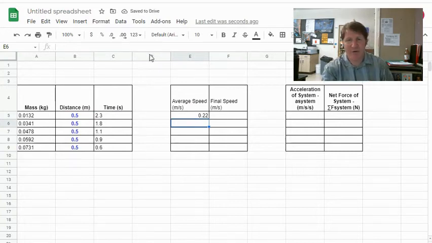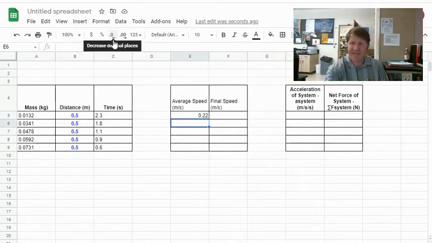Now, I already went through and decreased my decimal places. So again, if you get a whole bunch of decimals over here, you can come up to this function right here and just click on this to decrease the number of decimals. Once I have my 0.22 here, I'm going to click back on that cell.